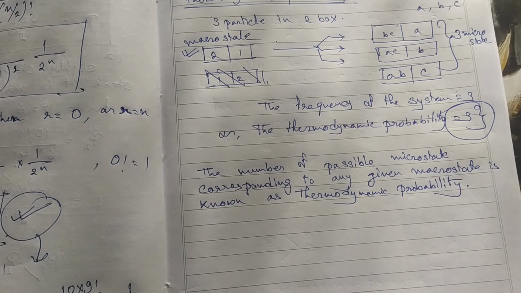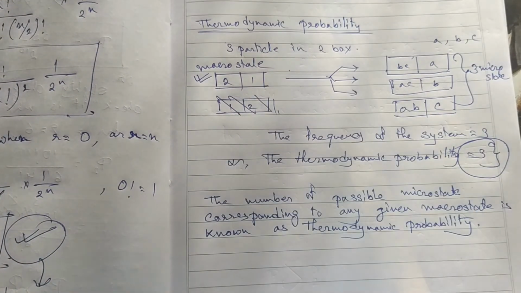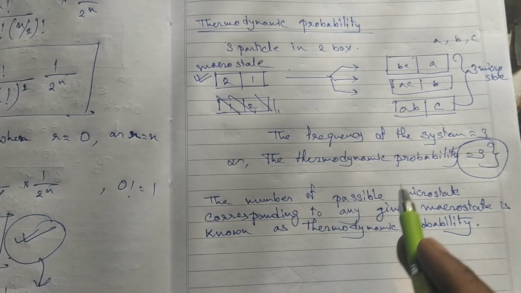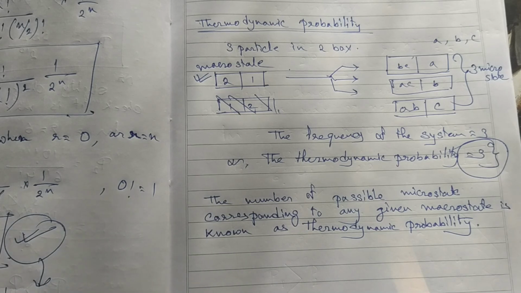So in this lecture we developed the equation for the maximum probability state and the minimum probability state for the microstate system. Then we found the definition of thermodynamic probability: the number of possible microstates for a specific corresponding macrostate is known as the thermodynamic probability or the frequency of that state. Is it clear? So in the next class, we will study another new term, called phase space. Okay, thank you.